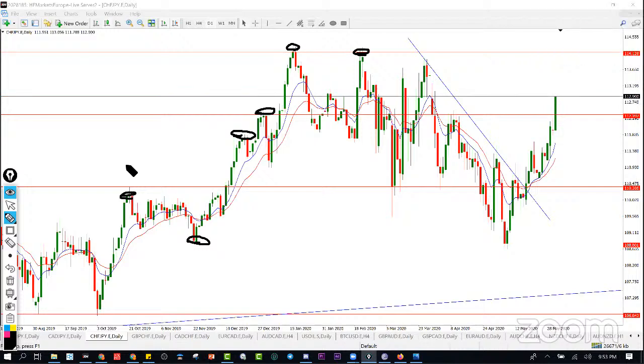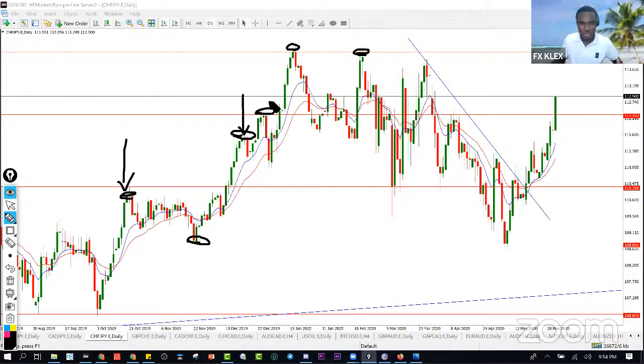So what I need to do right now is to study at the point of this zone.